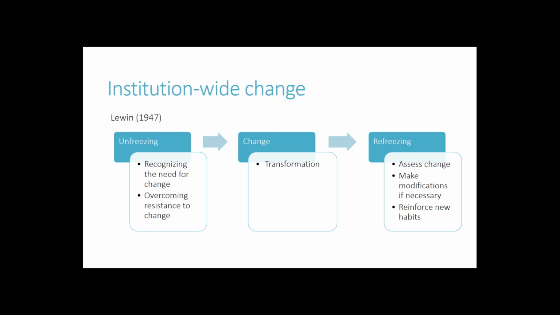And the classic paper on institution-wide change is Lewin in 1947, and he brought up this 3-step process where the first step is before the change happens. It's unfreezing. This is where you're getting everybody to agree that a change is necessary and agree what the change should look like before any change actually happens.